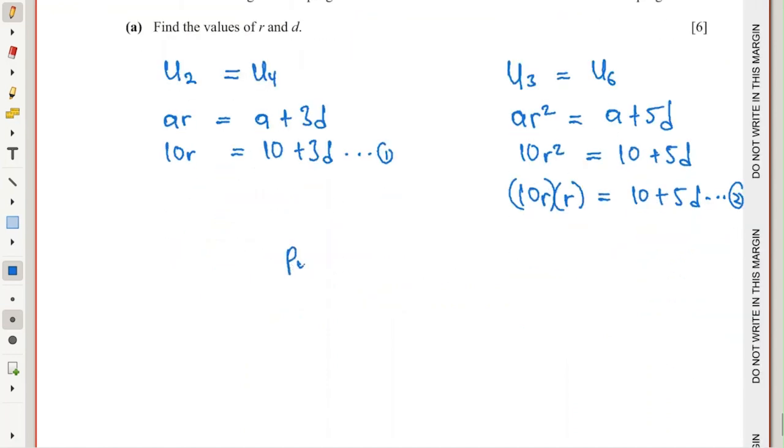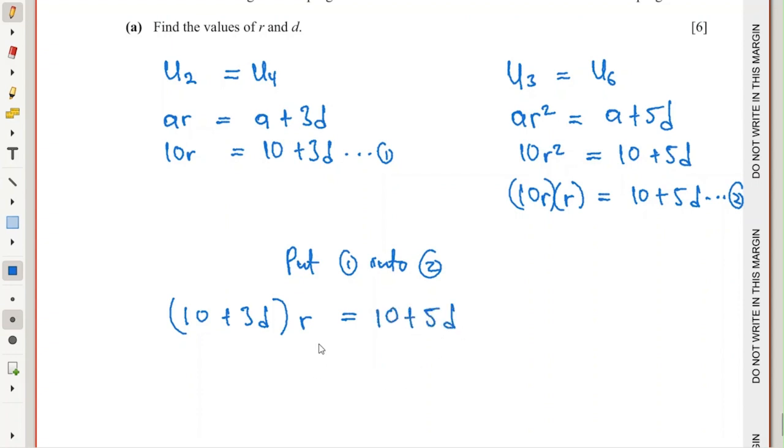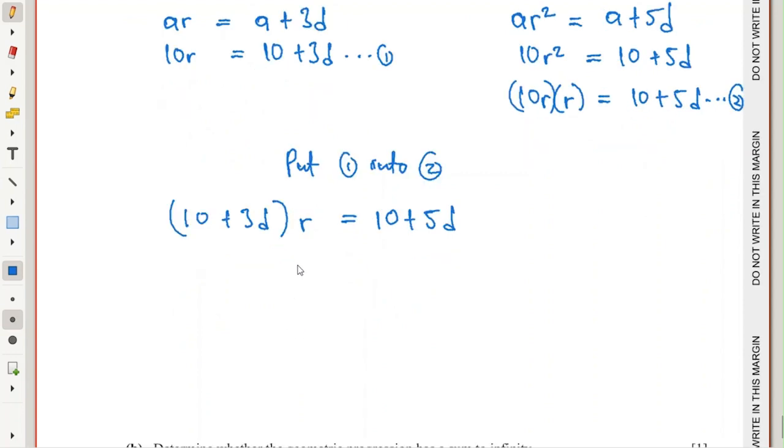Now I can put 1 into 2. Your equation 1 is the same as the expression here, can you see? So that means I can put this whole thing here. So this is the same as 10 plus 3D multiplying R is equal to 10 plus 5D. So here I'll just make R the subject.